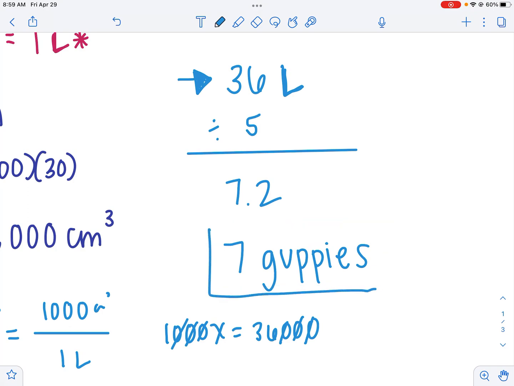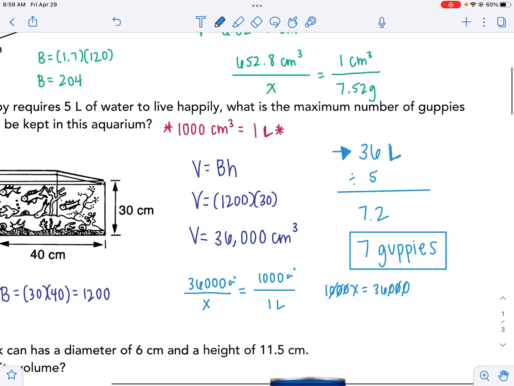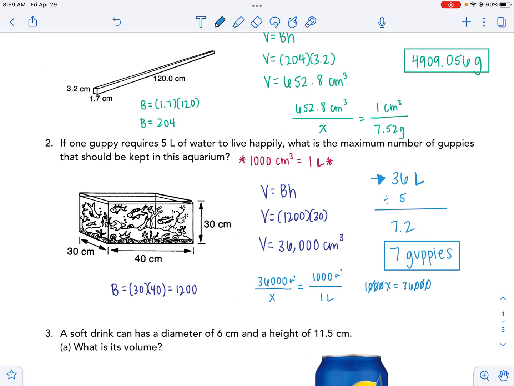And that's it. So a lot of times with these word problems, like we said, they require quite a few steps. But if nothing else, you can always start out by figuring out what's the shape, surface area, or volume, and then going from there.